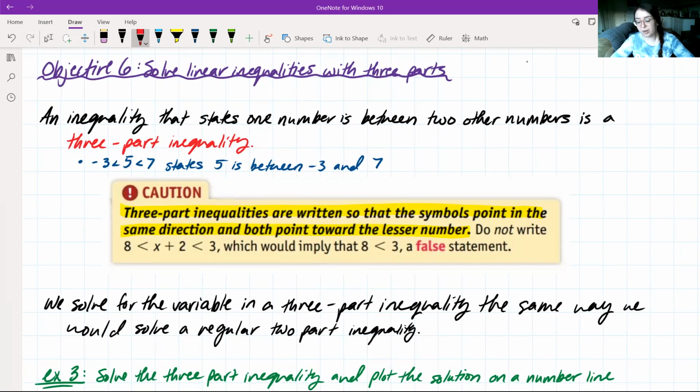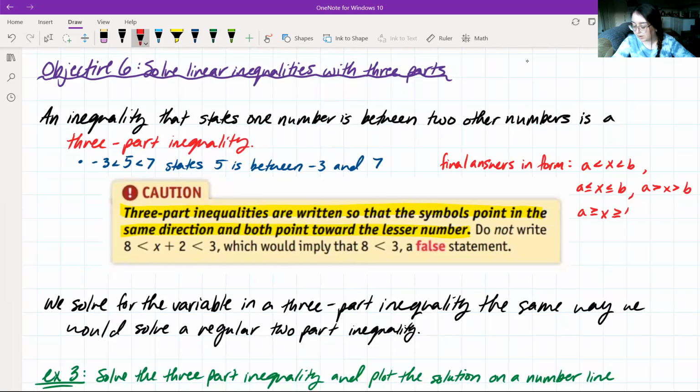And the form we want our final answers in is something like a is less than x, which is less than b, or a is less than or equal to x, which is less than or equal to b, or a is greater than x, which is greater than b, or a is greater than or equal to x, which is greater than or equal to b, or any other mixture in between. So we want our final answer to look like this when dealing with 3-part inequalities.